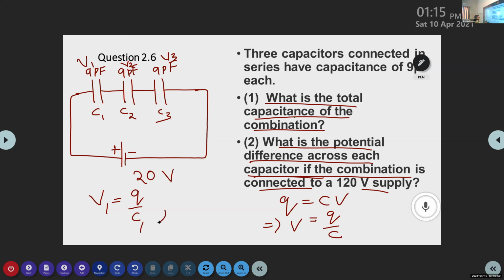Here charge is a constant. This is actually homework for you. You want to calculate the potential across these capacitors C1, C2, C3. So V1 is equal to Q by C1. V2 is equal to Q by C2. And V3 is equal to Q by C3. Okay. So for the next class, you must calculate the potential across each capacitor. This is homework. Complete it and come.